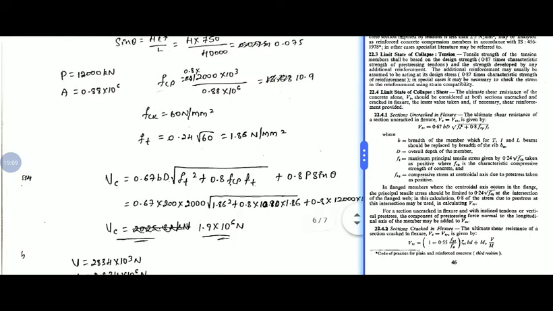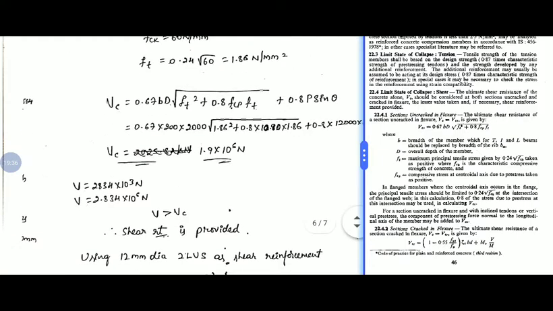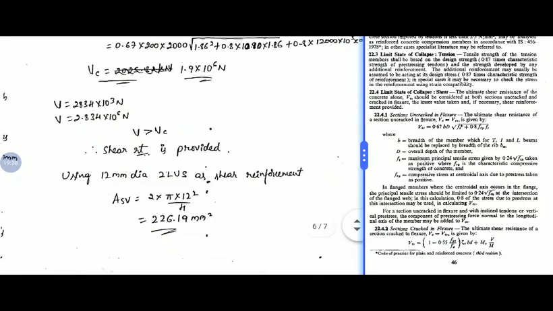On substituting all the values, we will get Vc equals 1.9 into 10 power 6 Newton, but it should carry 2834 kilonewton. So here 1.9 into 10 power 6 means it is 1900 kilonewton, but it needs to carry 2834 kilonewton. So the strength required is more than the actual strength, so we need to provide shear reinforcement.